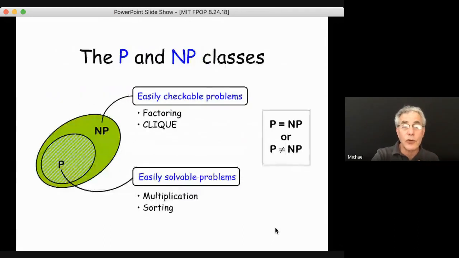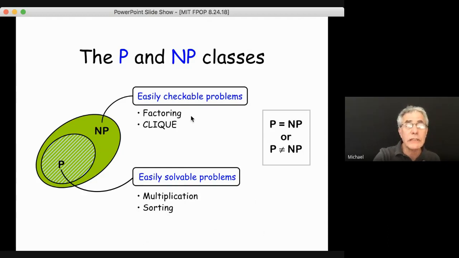Now, if you draw this as a Venn diagram, here are the NP problems. These are the problems that you can solve even with searching, and the P problems are the problems that you can solve by avoiding searching. These are the easy problems and the easily checkable problems. So they form a nested Venn diagram like that, where the NP problems include the factoring and the clique problems we described, and the P problems include, for example, multiplication or sorting. These are easy problems that don't need search.